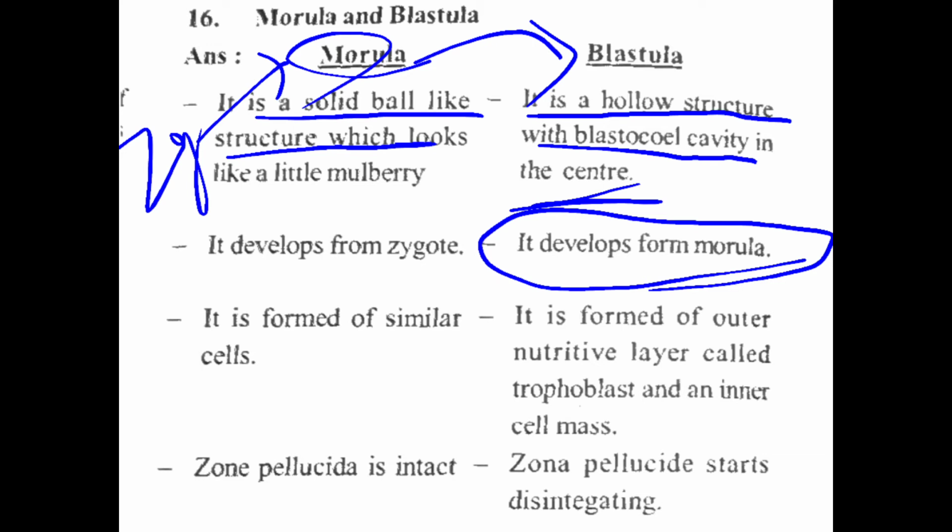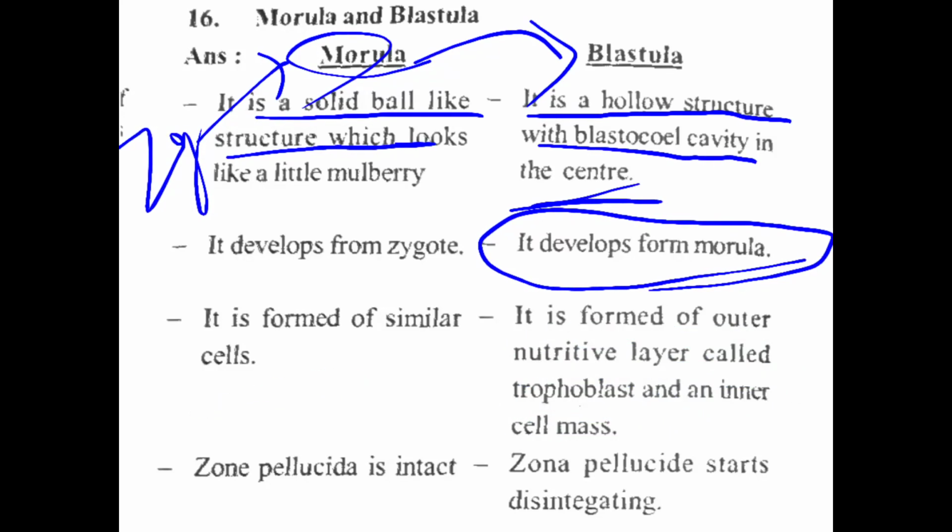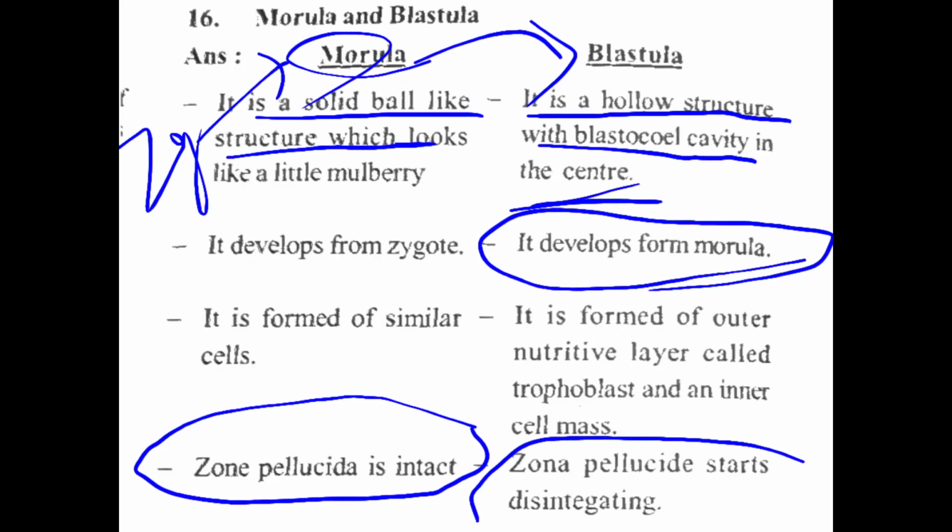Morula is formed of similar cells. Blastula is formed of nutritive cells called trophoblast and the inner cell mass. Whereas morula only contains similar cells of the zygote. In morula the zona pellucida is intact, and in blastula the zona pellucida starts disintegrating.